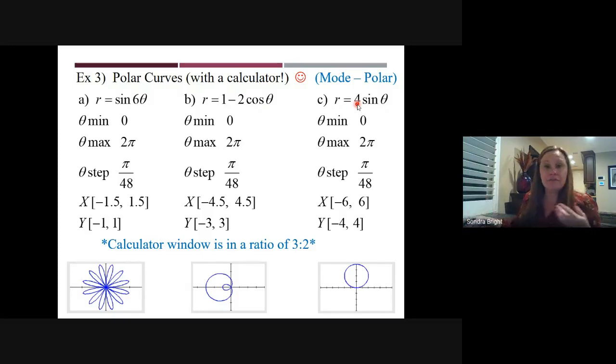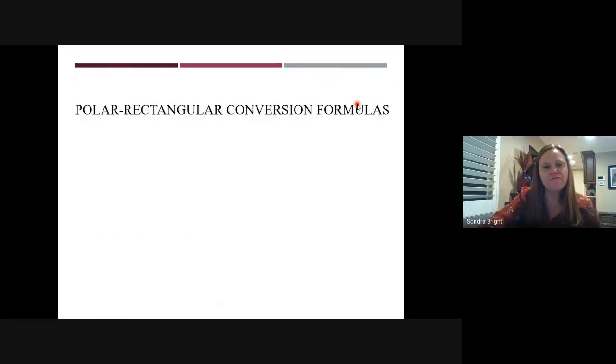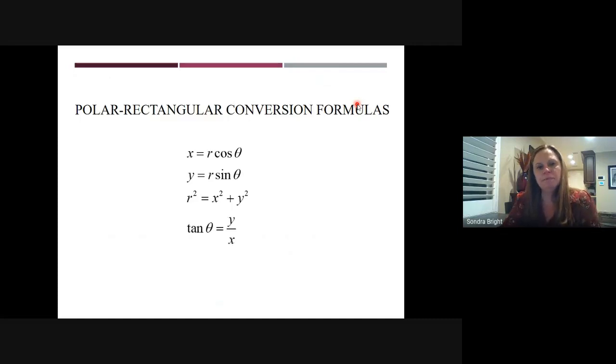Now I gave you the conversion formulas. Great timing, huh? Oh, well, hopefully they all look familiar to you anyway. All right, how to convert. X is equal to r cosine theta. Y is equal to r sine of theta. This is Pythagorean theorem. R squared is equal to x squared plus y squared.